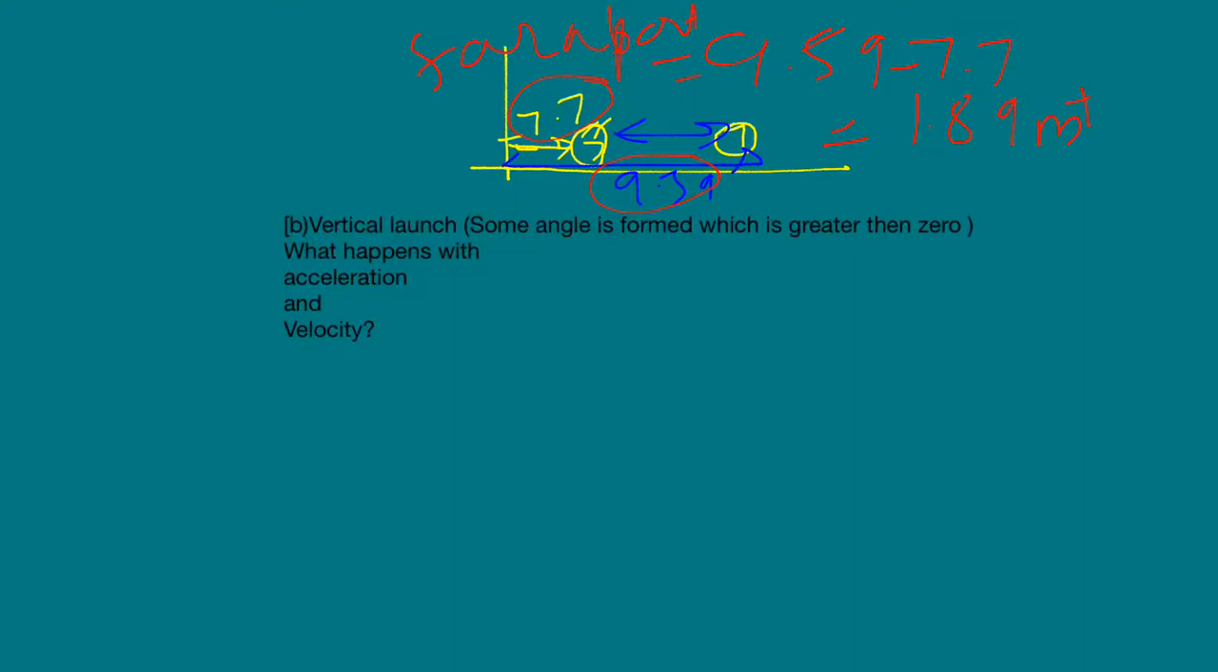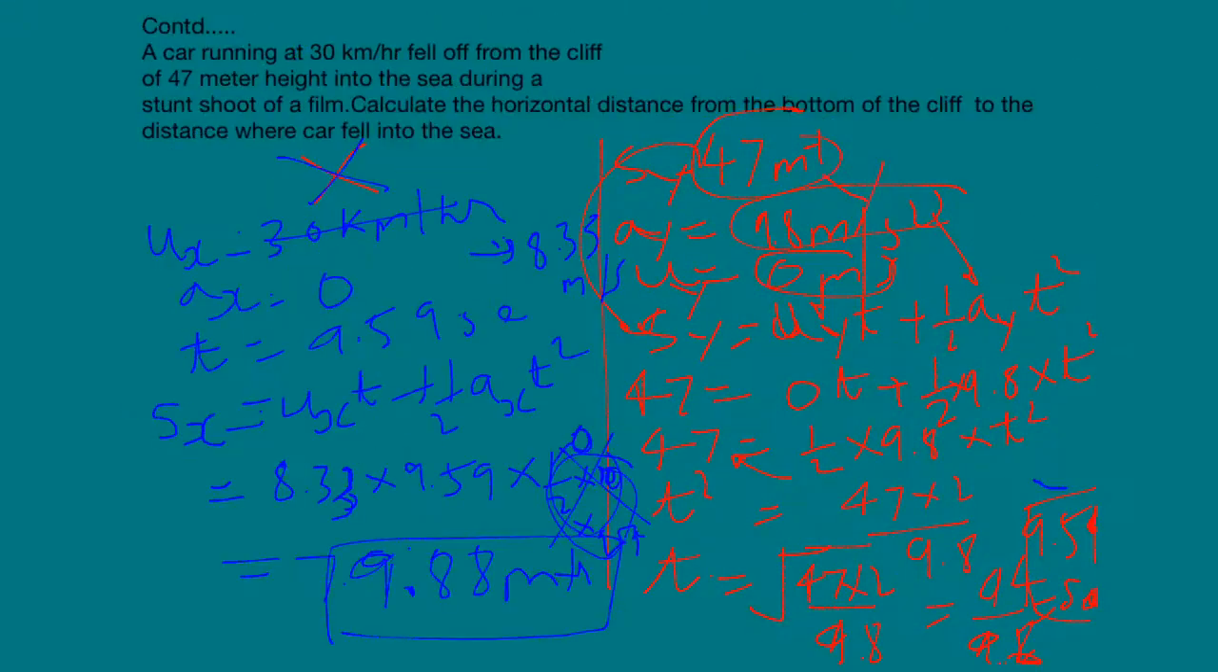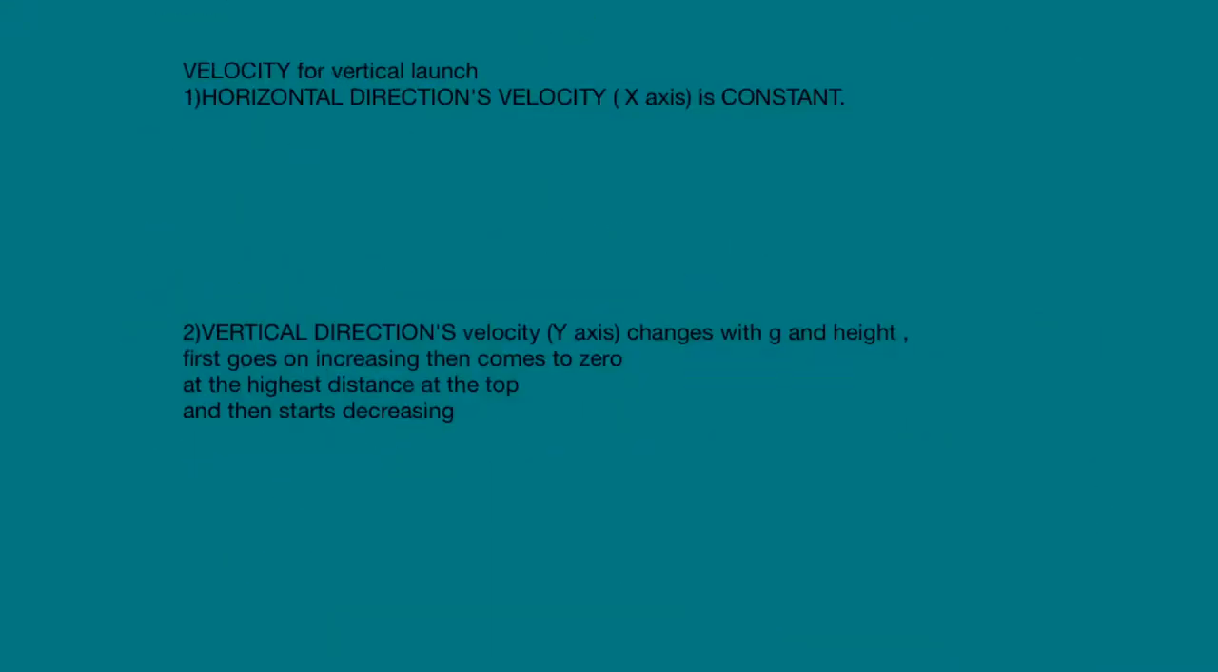Now we have to consider what happens in the vertical launch. If some angle is formed which is greater than 0, then what will happen to the acceleration and velocity? Here it is very important that we understand this. Here the velocity in the horizontal direction is constant. What it means is, see, if a ball is thrown upward like this, the ball will move like this and will come down here.